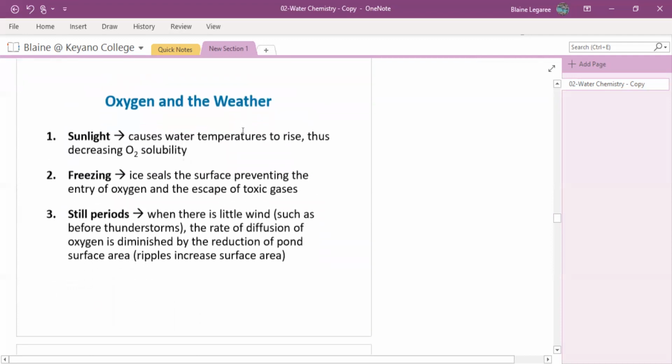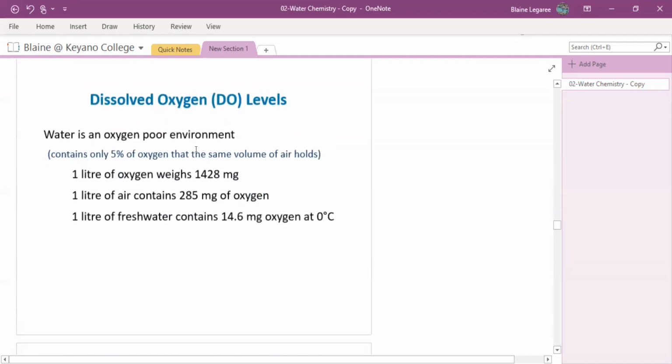And last thing to think about is the weather, right? Different things can happen with the weather. Sunlight, of course, is heat, and heat will decrease the amount of oxygen in a lake. If you have waves, think about a still pond versus a bubbling brook, where the water is flowing over rocks, and that's adding a lot of oxygen to the water. So all these things can affect dissolved oxygen, of course.